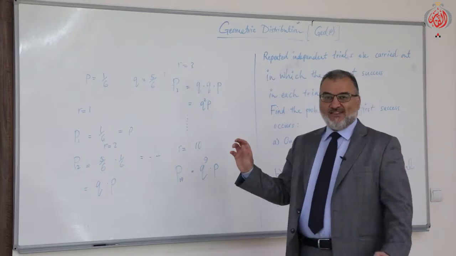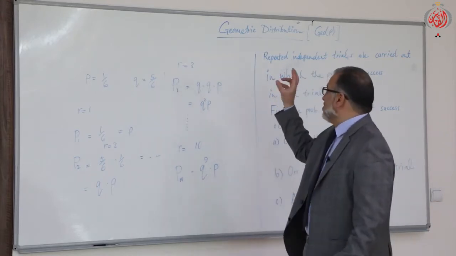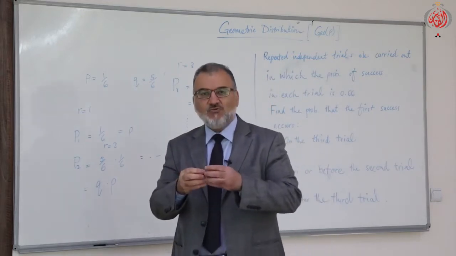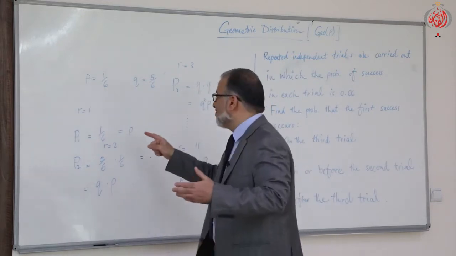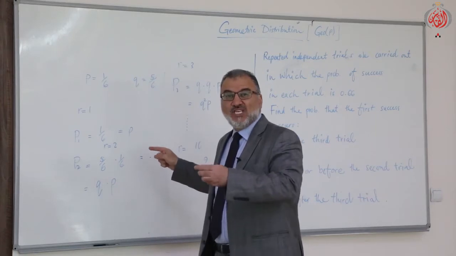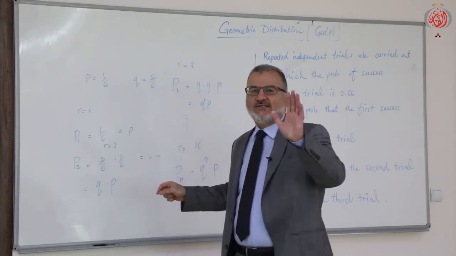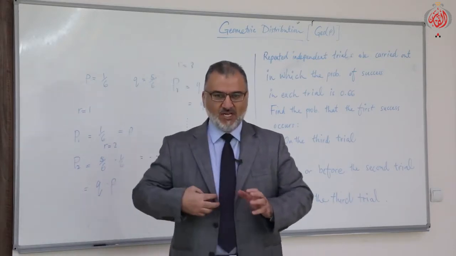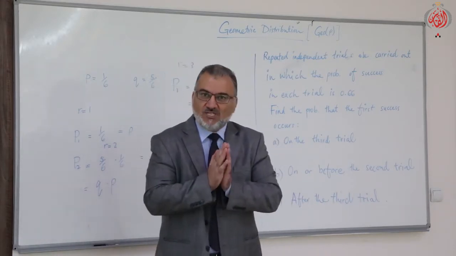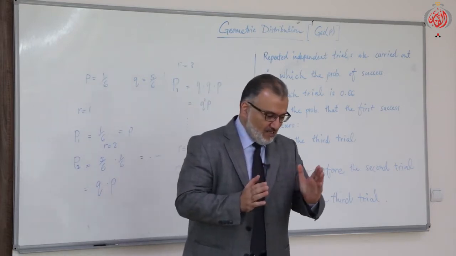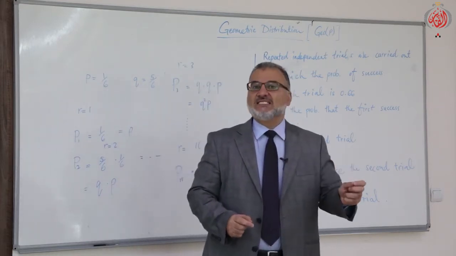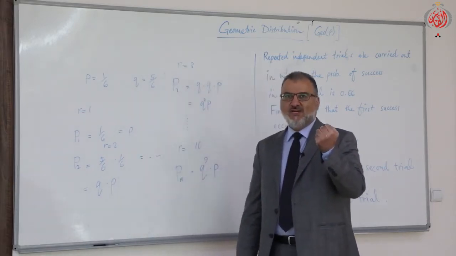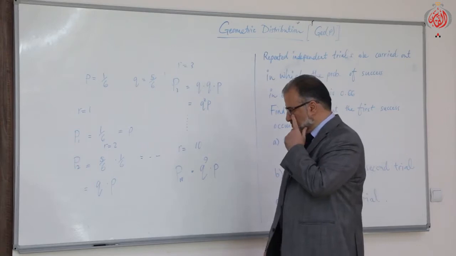If we understand that, this is the real concept of geometric distribution. What is the geometric distribution? It is a distribution which represents the number of failures till the first success occurs. Again, what is geometric distribution? It is a distribution which represents the number of failures till the first success occurs. This is the concept of geometric distribution.